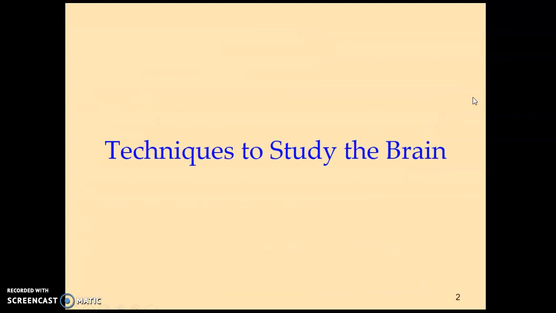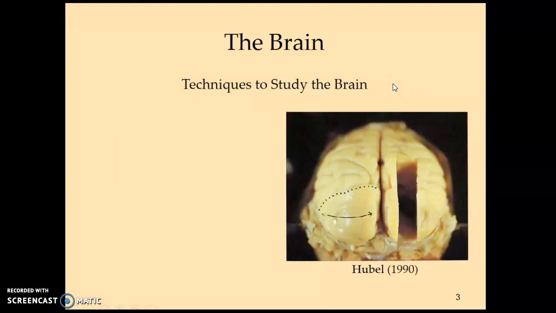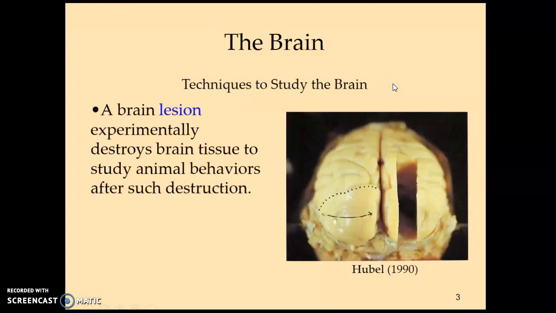So, techniques to study the brain. These are just ways we've studied the brain over the years. Obviously, they're going to get more advanced. The first one is what we call a lesion. And a lesion would just be the surgical destruction of brain tissue.